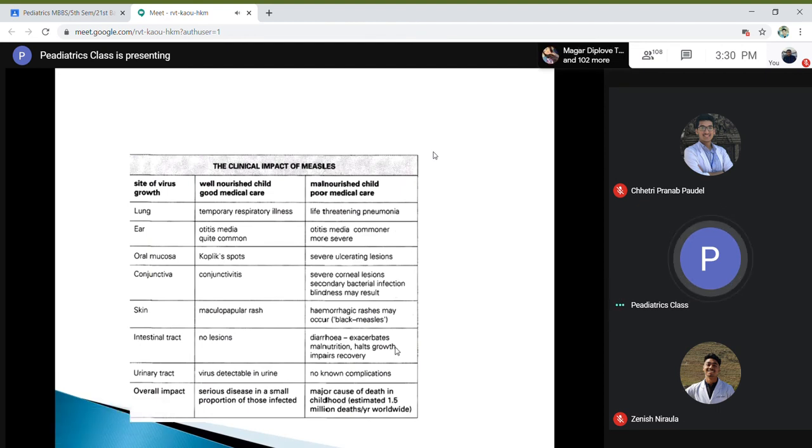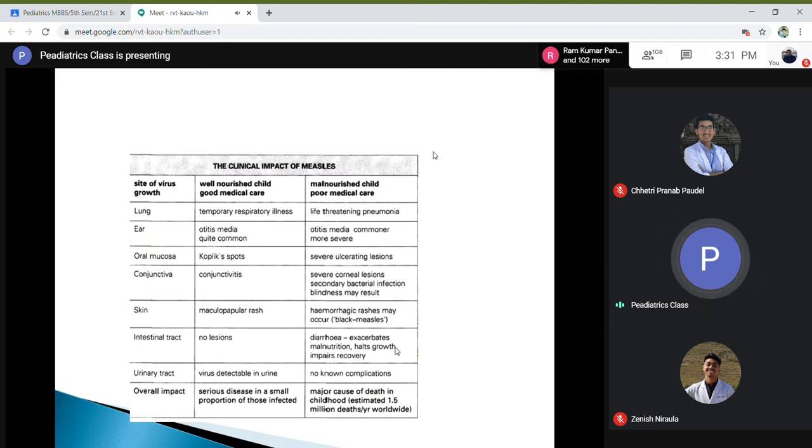So this is the clinical impact of measles. Lungs: well-nourished versus malnourished, that is a low immune system. Temporary respiratory illness, not very severe, but pneumonia is threatening. Ear: otitis media, more severe. Mouth: ulcerating form, also in your buccal mucosa maybe. Conjunctivitis, severe enough, sometimes leading to blindness. Rashes: macular papular, as shown in the picture, but there could also be hemorrhagic rashes, that's black measles of the skin, the malnourished version of the clinical manifestation. Intestinal tract: usually no lesion, but sometimes diarrhea exacerbates malnutrition, falters growth, and impairs recovery. So this is a vicious cycle: you don't eat, and you don't eat.